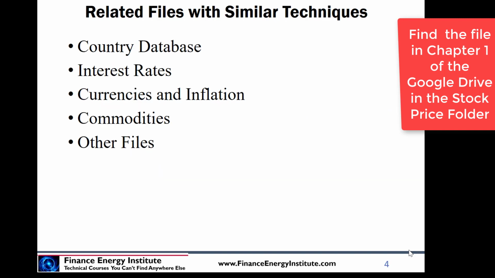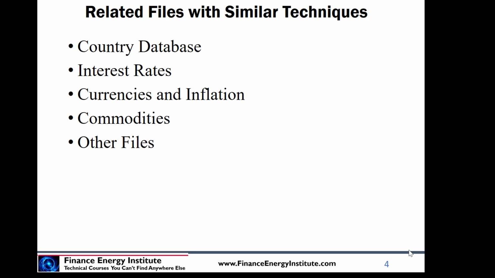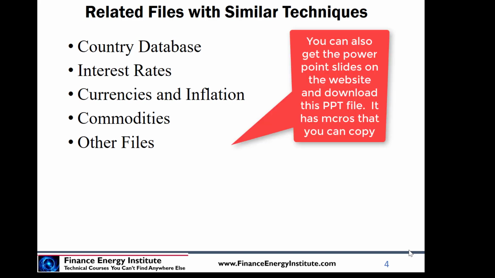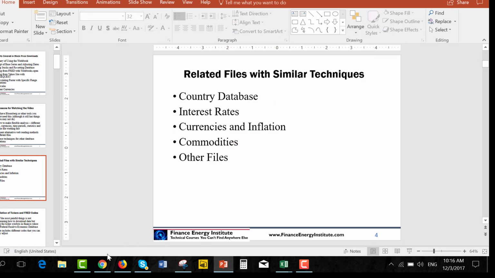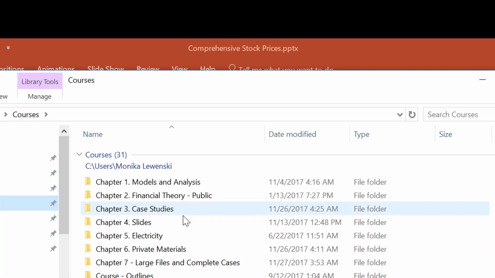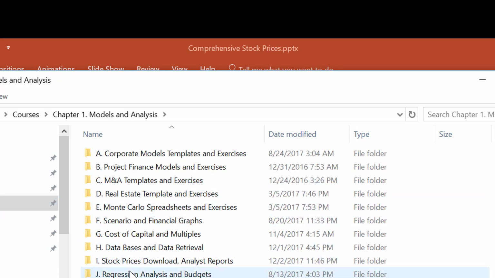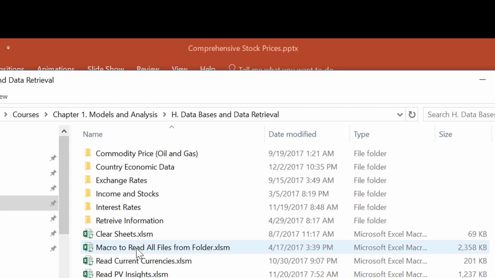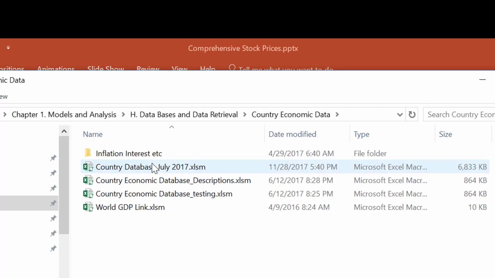Okay, so I've kind of already said a lot of this stuff enough. I don't have to read every single PowerPoint slide. Now there are a whole lot of other databases. There's this country database that I'm going to open and then reclose immediately. If you go to the Google Drive, or the website, in chapter 1, in folder H for all the databases, there's one called country database.